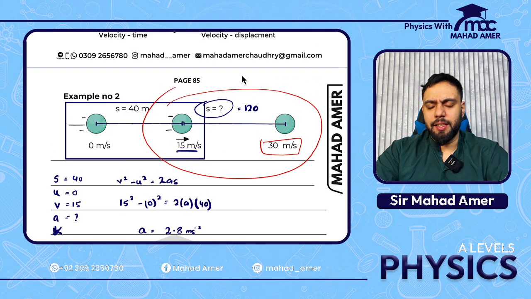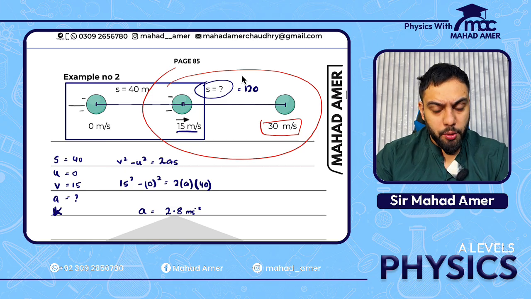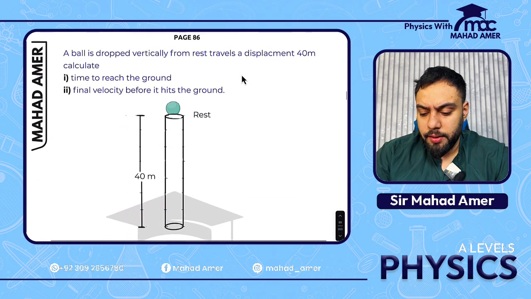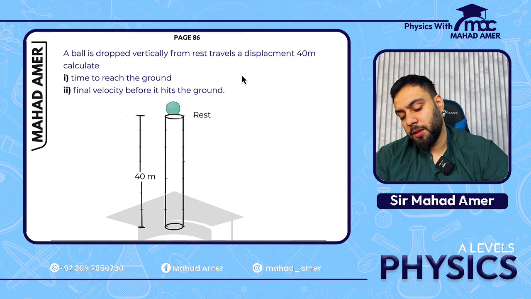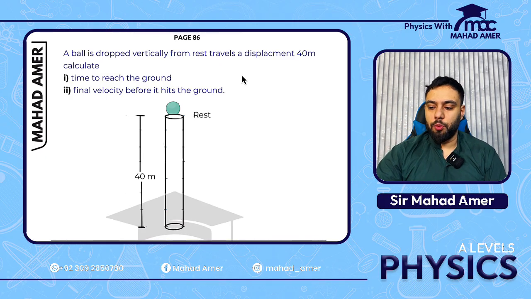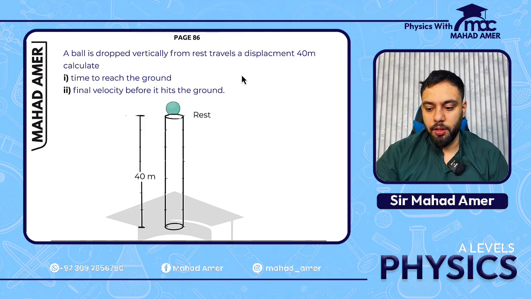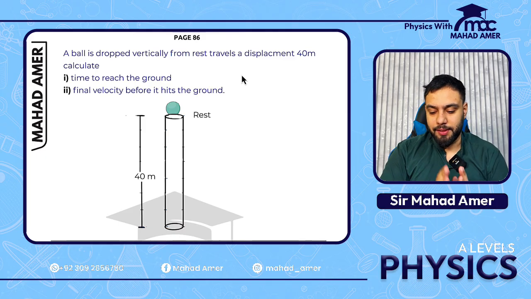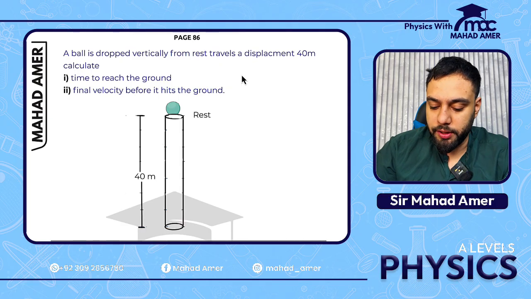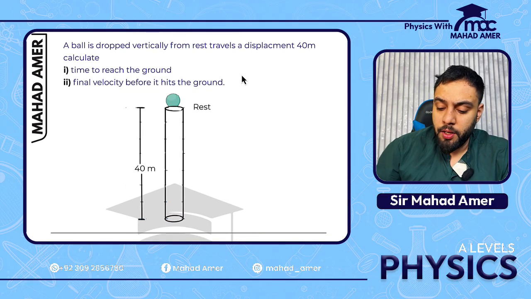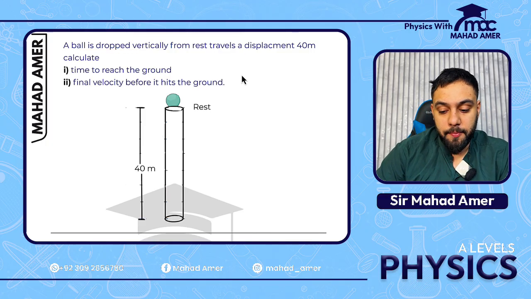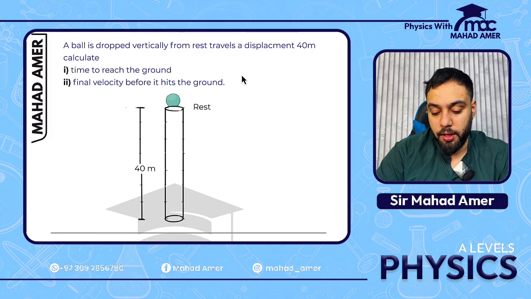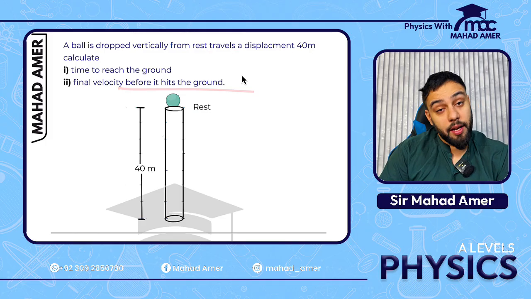So this is some very basic understanding of how to actually apply the SUVAT equations. This was the horizontal motion. Now I'm going to be moving on to the vertical motion. Kids, when it comes to vertical motion, the questions are not that simple. There are multiple examples that we have to discuss slowly so that we can understand everything. First of all, if they ask you that a ball is dropped vertically from rest, travels a displacement of 40, calculate the time to reach the ground, and calculate the final velocity before it hits the ground.